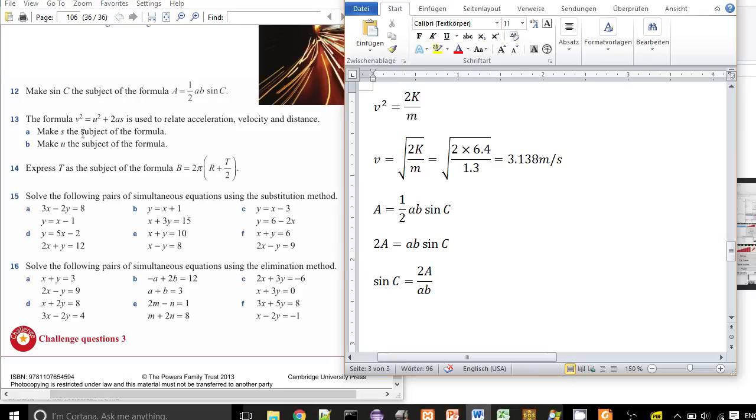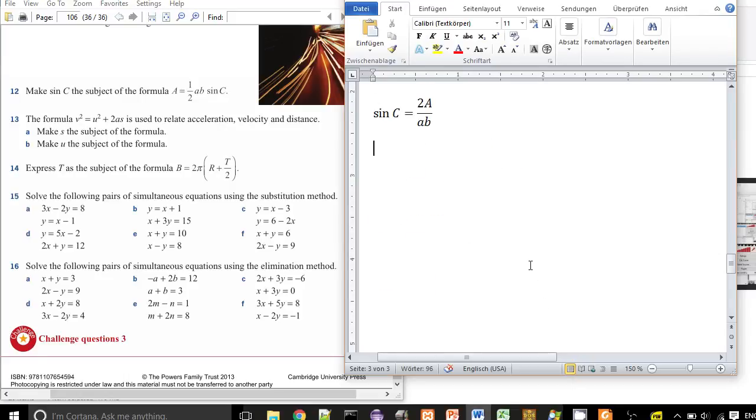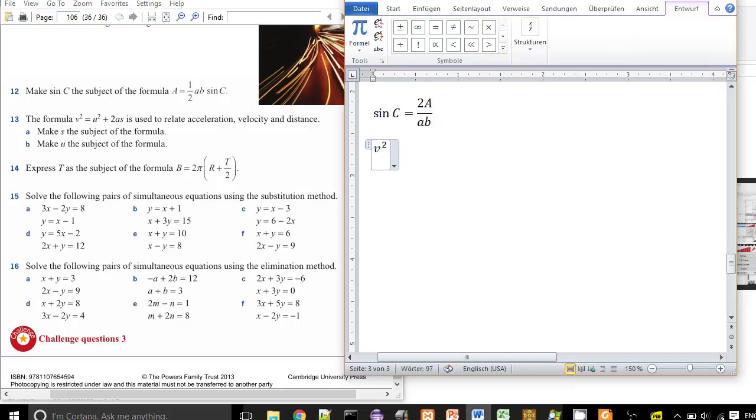This one, make S the subject, make U the subject. Alright, I'm going to do it quickly. These are all real formulas, by the way, or at least pretty much all of them. This one's in physics. So to make S the subject, I need to get rid of first the U squared, so I need to subtract it. So V squared minus U squared is 2AS. I need to get rid of 2A, so I need to divide. So S is just V squared minus U squared over 2A.